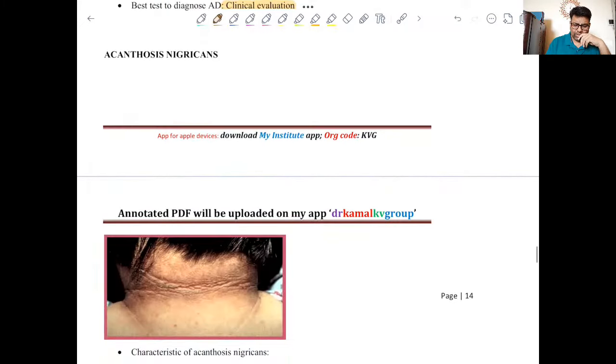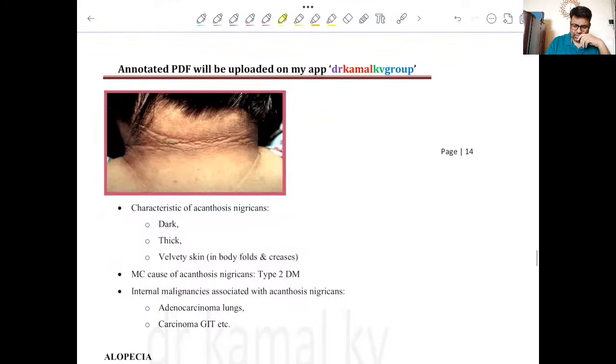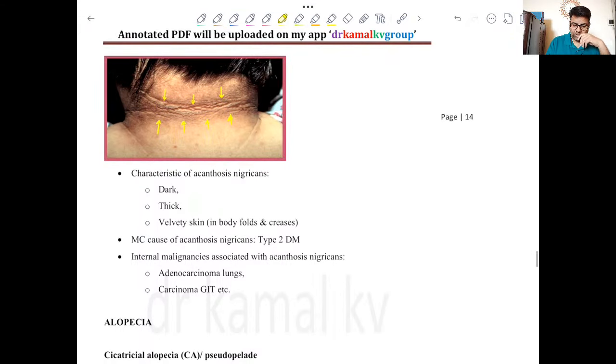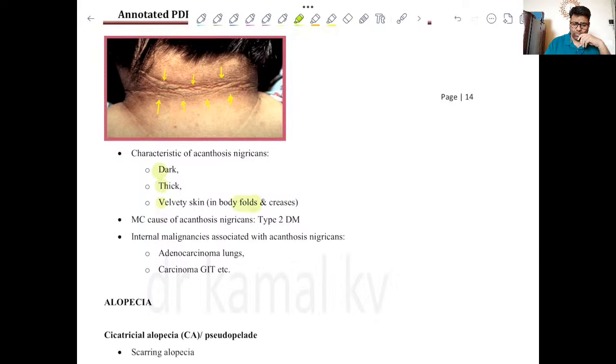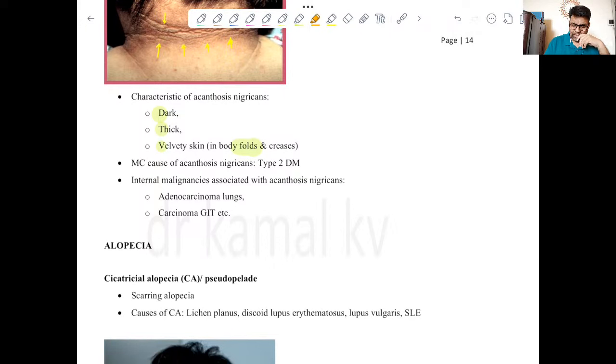Then moving forward to acanthosis nigricans, you can see this black dark pigmentation in body folds, especially the nape of neck or in axilla also. So there is dark thick velvety skin, especially in body folds and creases. Usually it is associated with type 2 diabetes mellitus. Sometimes they don't give you type 2, they can simply write metabolic syndrome, so you should know this as well.